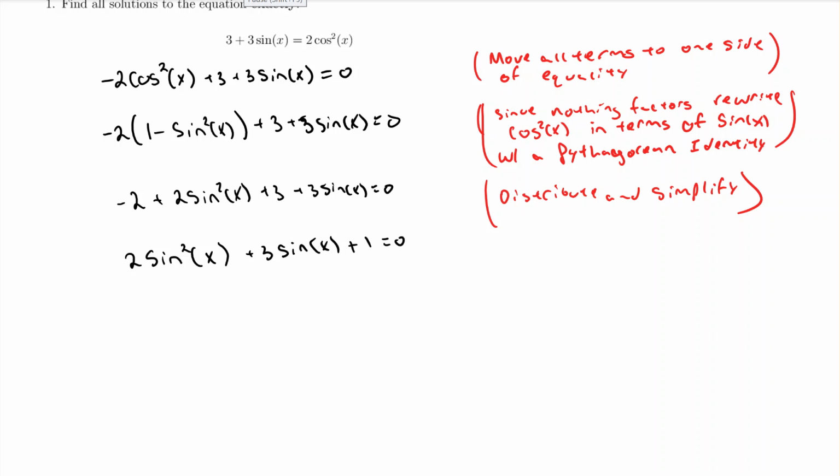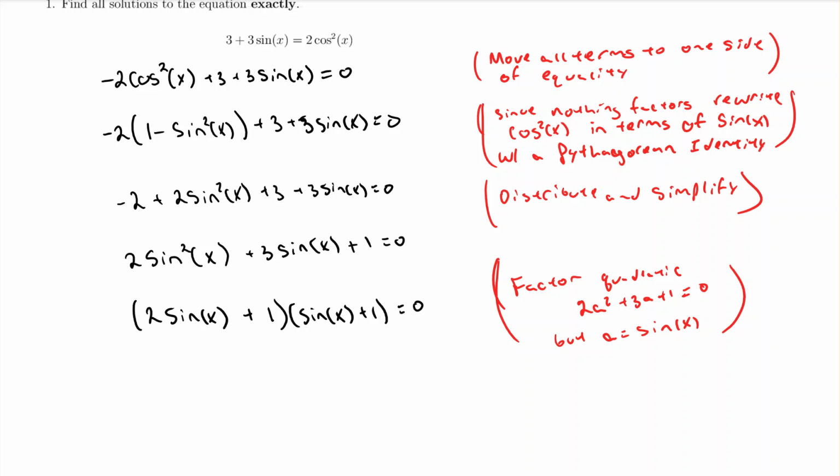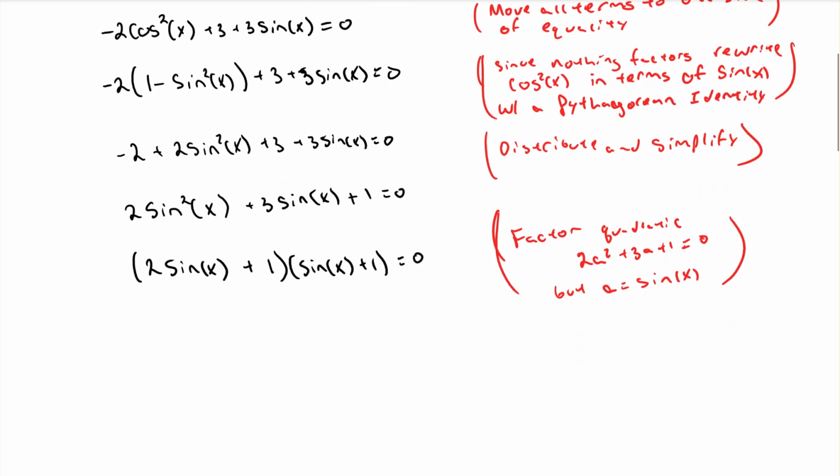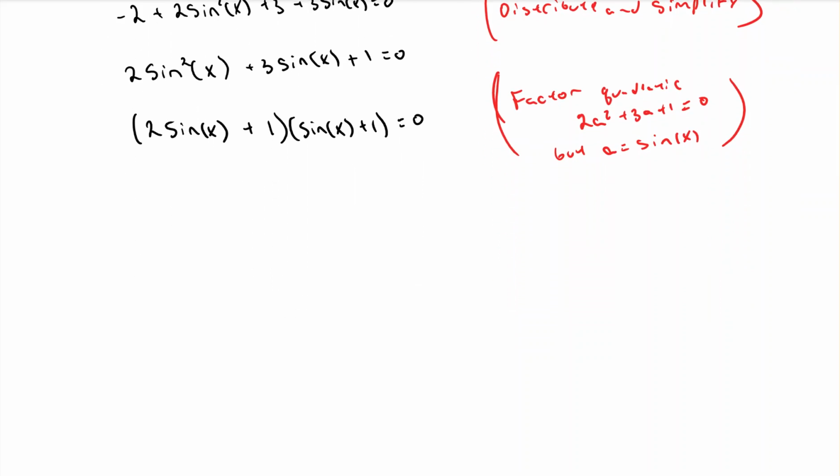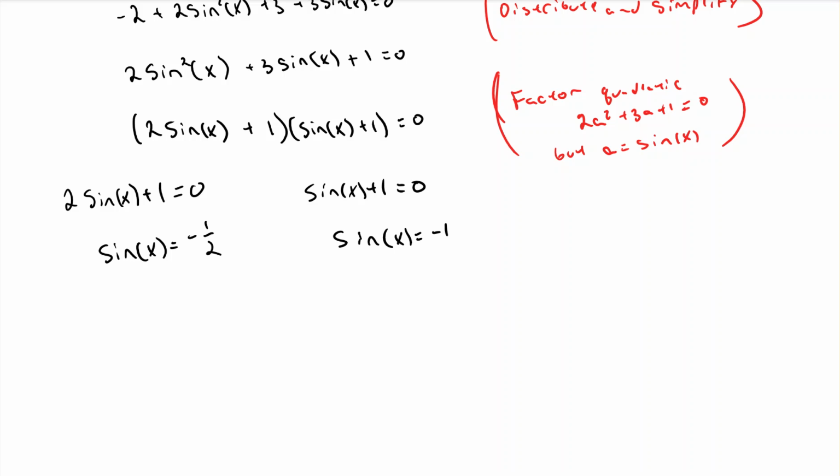And now that I'm here, I can set both of these factors equal to 0. So I have 2 sine of x plus 1 equal to 0 and sine of x plus 1 equal to 0. And I can solve each of these equations to recognize that they're both going to yield nice values that I know the y coordinates for on the unit circle.